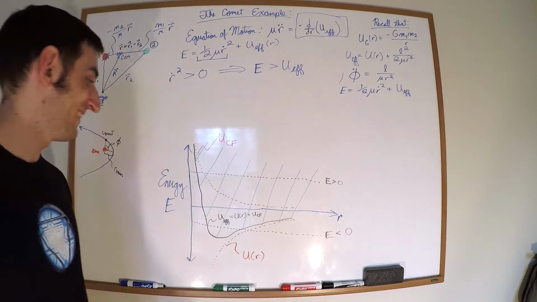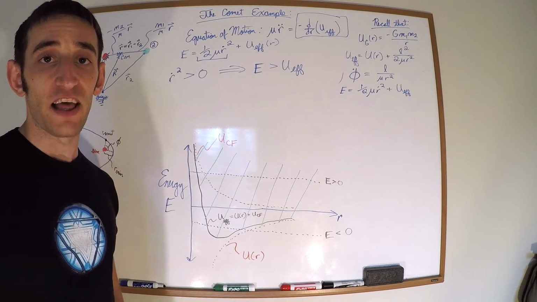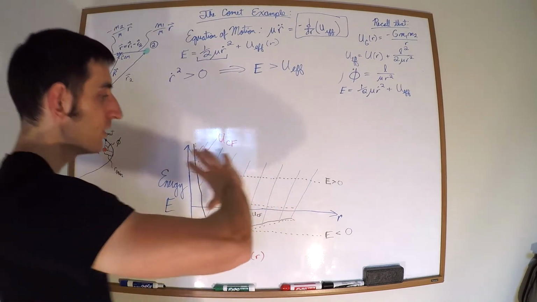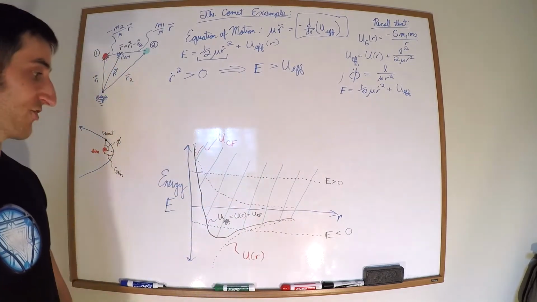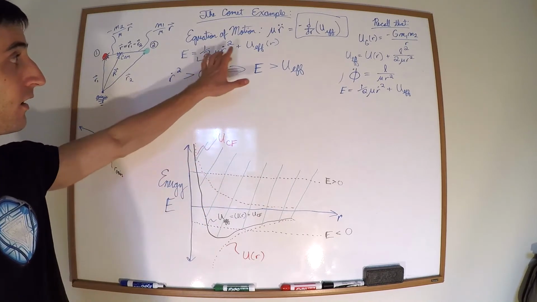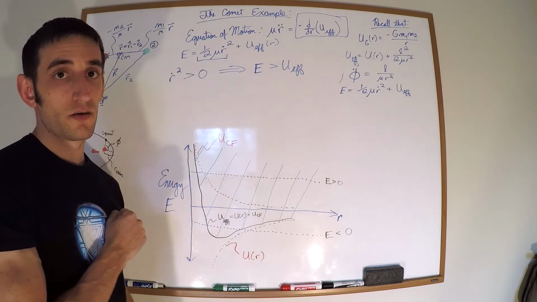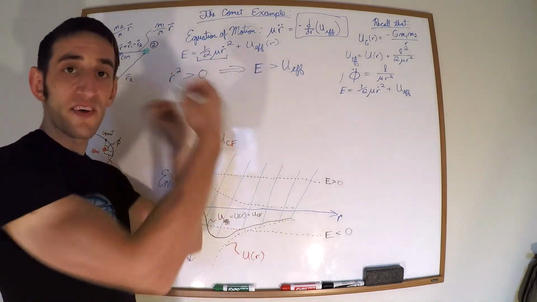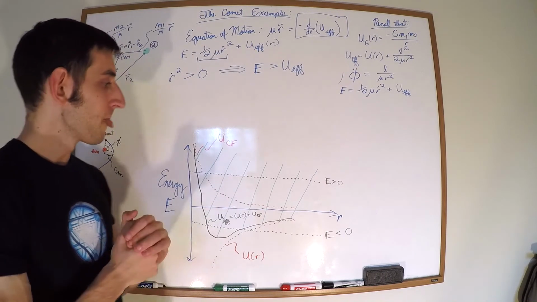But anyway, our energy has to be greater than our effective potential energy, right? So we have to exist in this region. We are confined to the green hashed region. We can't go below here because of this equation here. We are bound by this. The energy must conform to this. You see?